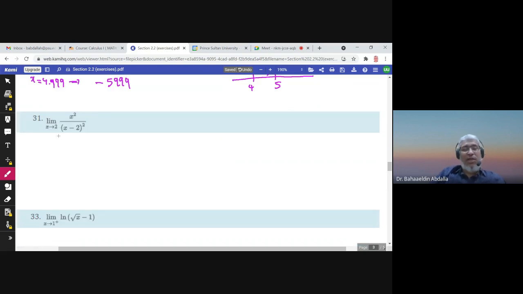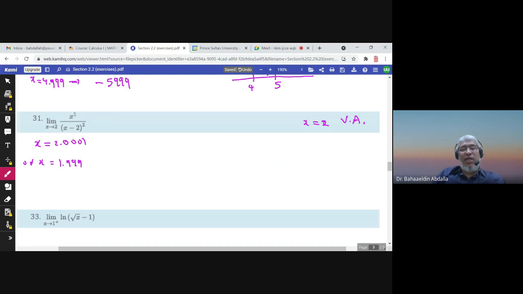What is the limit here when x approaches 2? Again, you notice that 2 will make the denominator 0. So x equals 2 is really a vertical asymptote. Either you approach from the right and replace 2, for example, by 2.001, or approach from the left and replace 2, for example, by 1.999.